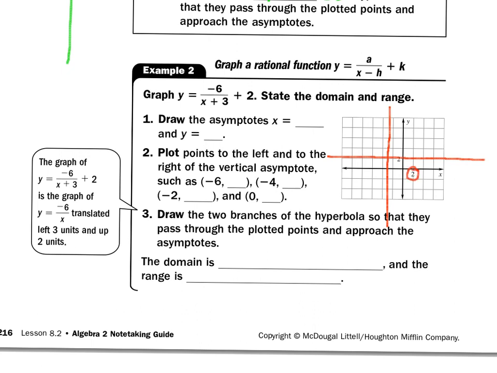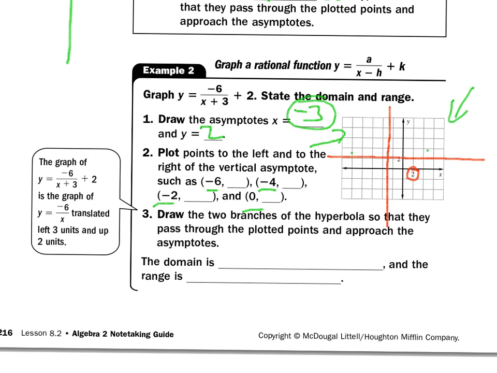Now, when I graph that, and I draw my asymptotes, now what points do I want to choose? What points do I want to choose for what I'm doing here? Well, remember the x asymptote was at x equals -3 and the y was at 2. So I'm going to pick points to the left and to the right of -3. So they picked -6, -4, -2, and 0. So they picked some that were over here and some that were over here. Some were on this side, some were on this side.